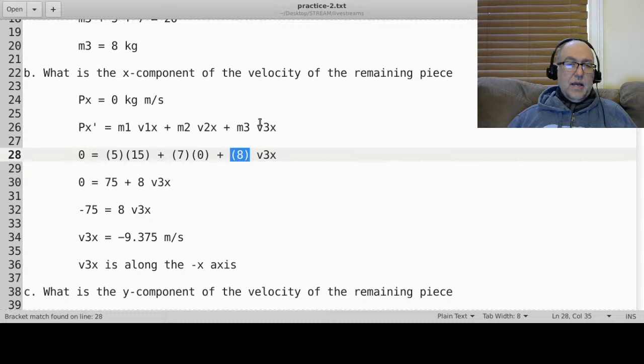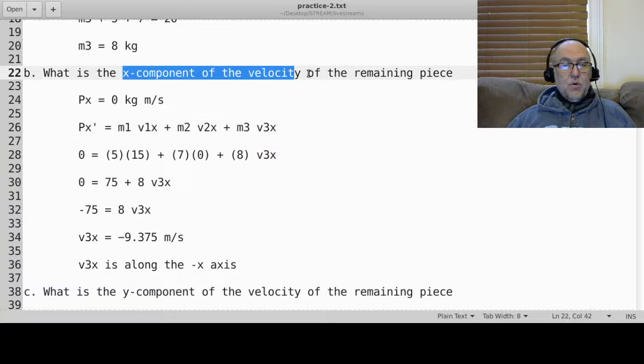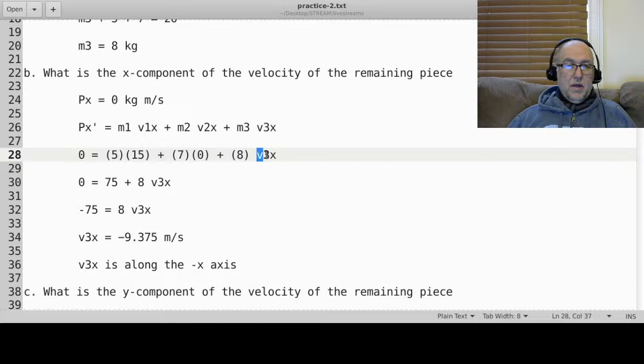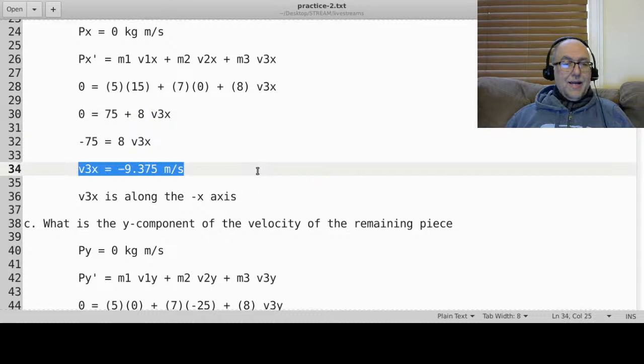M3 is 8. And then V3x, that's what we don't know. That's what we're trying to solve, because I'm asking for the x component of the velocity of the third piece. So it's just a matter of solving this: 5 times 15 plus 0, 75, plus 8 times V3x. And that works out to V3x being negative 9.375 meters per second.